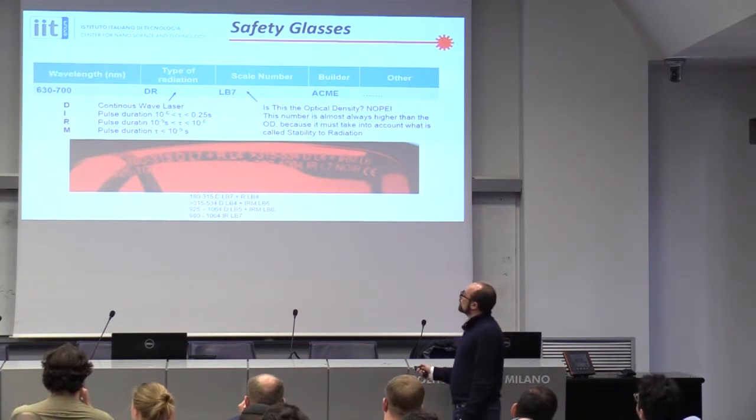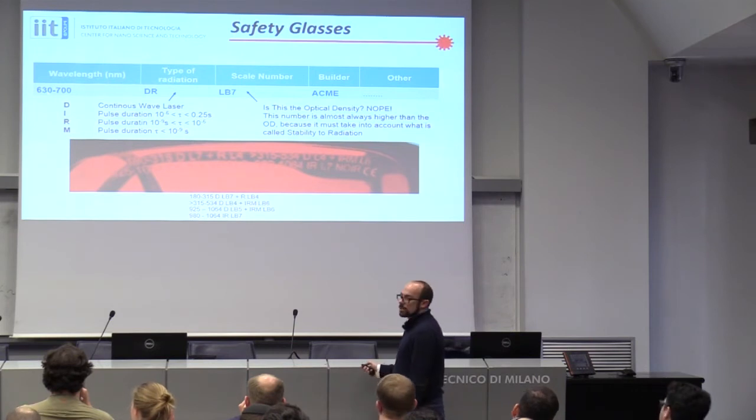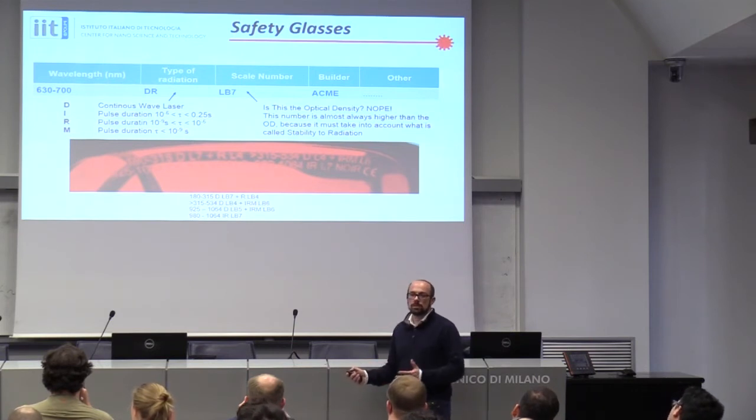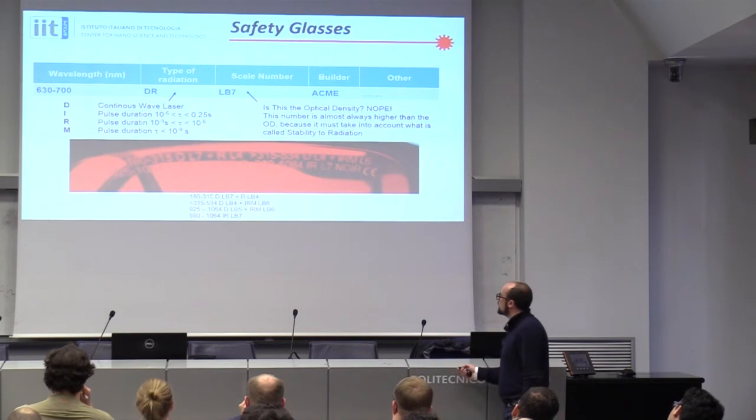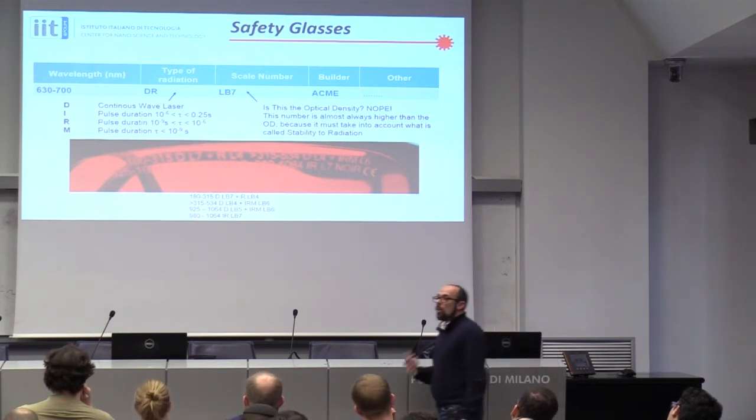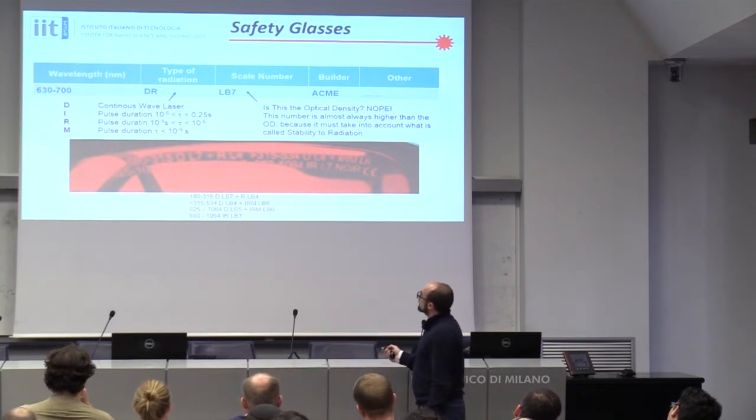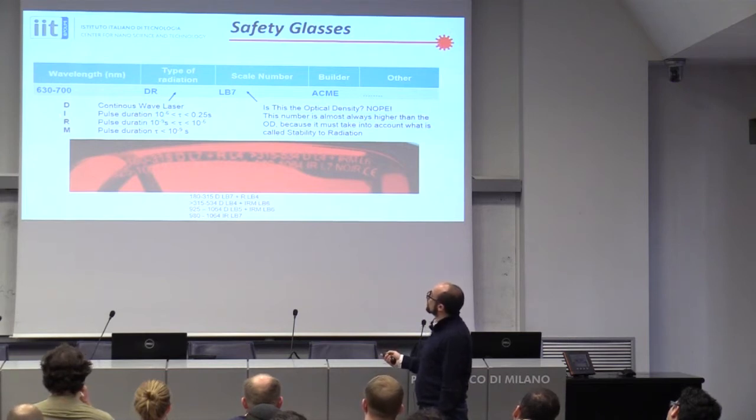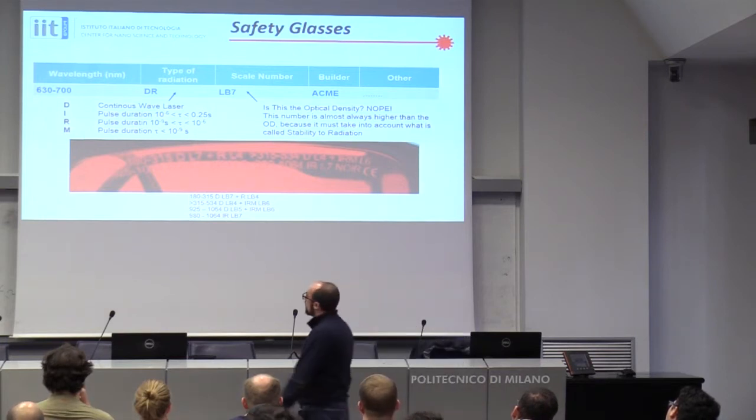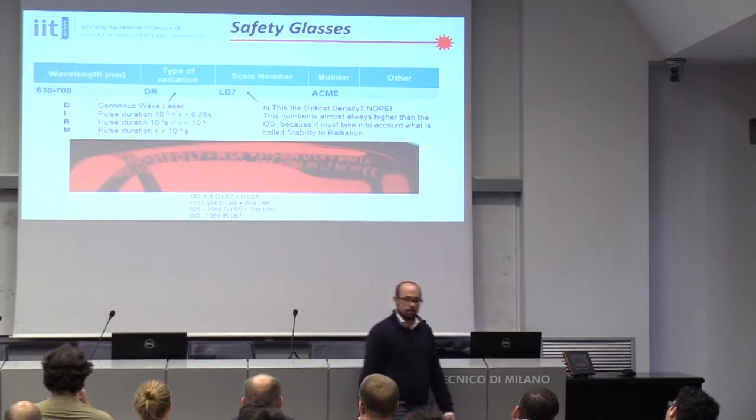The first thing you're going to find is the range. Okay, the wavelength range where it's going to protect you. For example, here, 180 to 315, okay? But then, what level of protection is it going to give us? The second part of the label is the type of radiation. There are 4 possible letters: D, I, R, M.